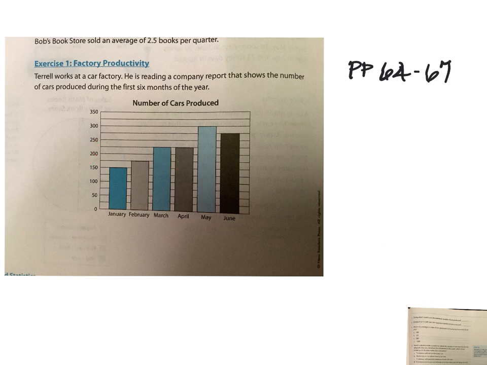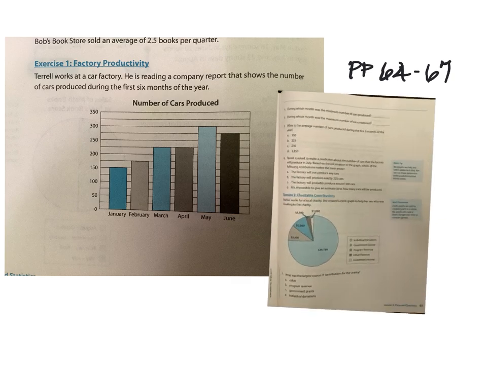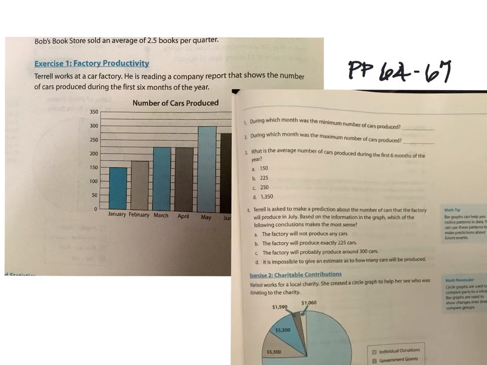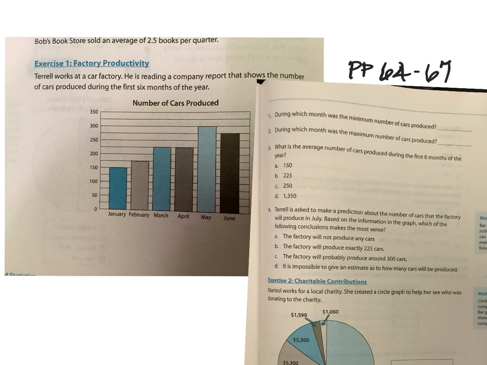All right, so we're going to use that and go to the next page and answer some questions here. So during which month was the minimum number of cars produced? So it makes it real easy. You just look at the graph and find out where the shortest graph is, and here it's January. And during which month was the maximum? So remember, minimum is the smallest, maximum is the greatest.